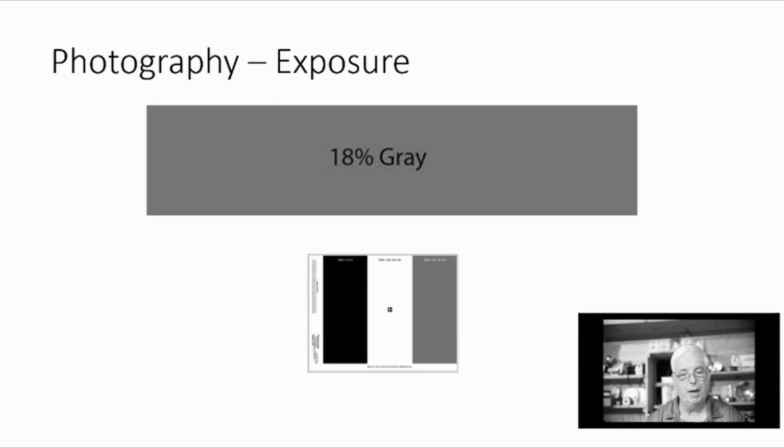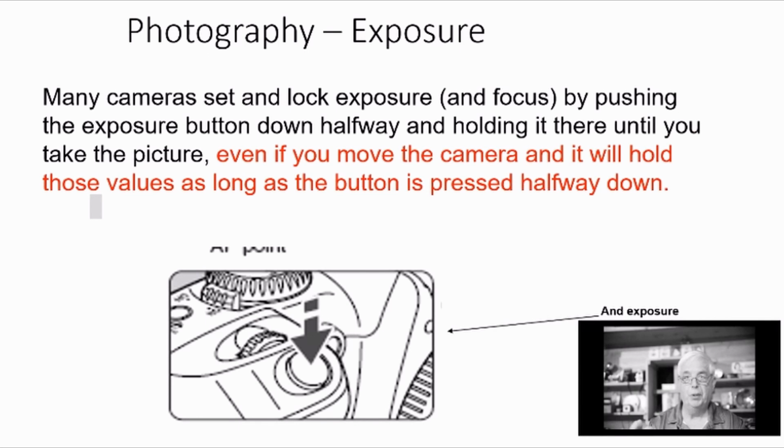Now, you can buy cards that have a black band and a white band and a gray band, or one that is just gray, and it's called a gray card, and you can use that to perform an accurate measurement independent of what reflectance your subject has. When you push the button halfway down, if it can't find focus, it's going to not take the picture.